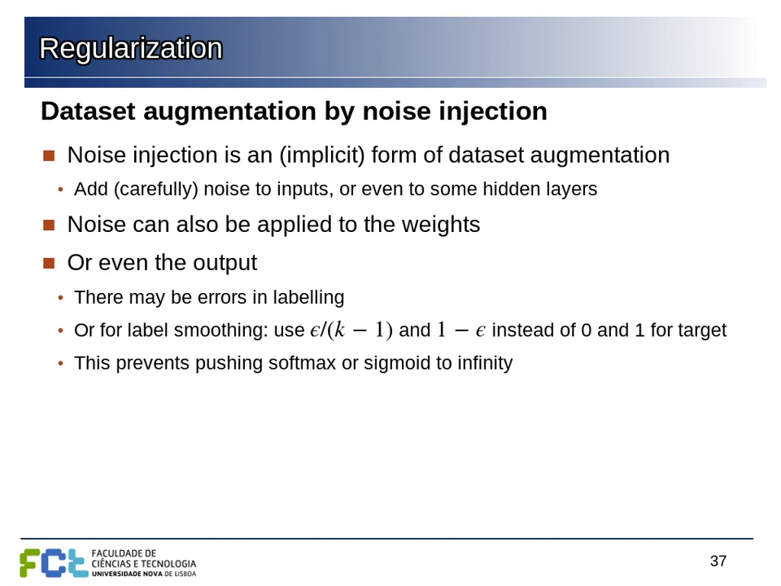So this may prevent the softmax or sigmoid, these probability estimates, from being pushed towards infinity, and it helps regularize the network.